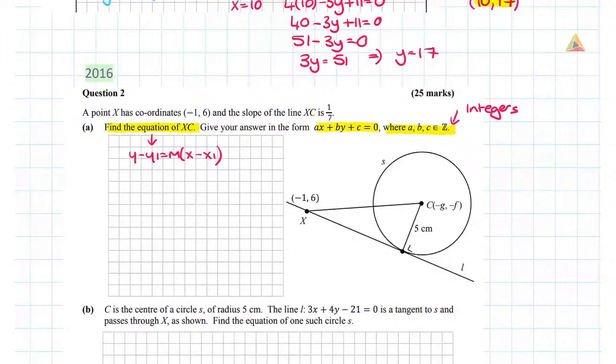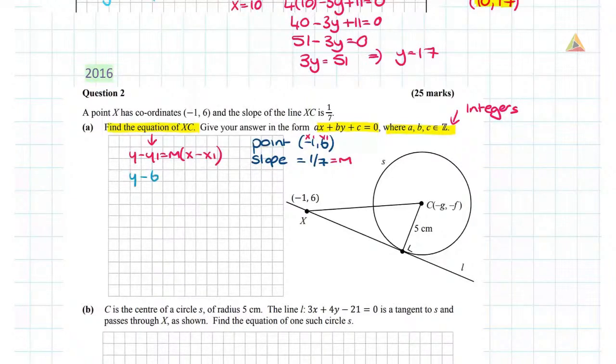Two things that we need: a point. The only point that we have on the line is the point X, that's minus 1, 6, and we need a slope of the line. We're given that in the question, your slope is 1 over 7. So that's going to be my x1, my y1, my point, and that's going to be my m, my slope. And we're just subbing in.